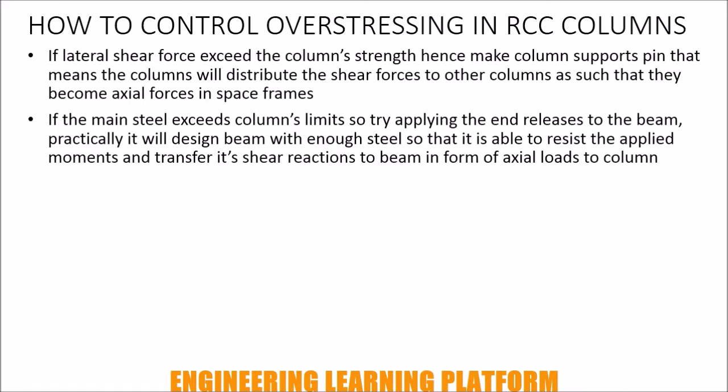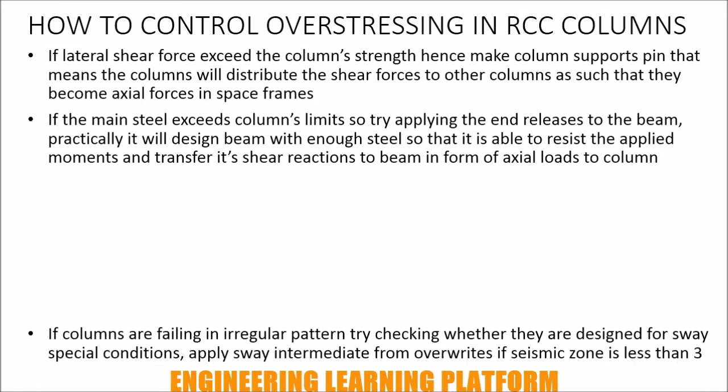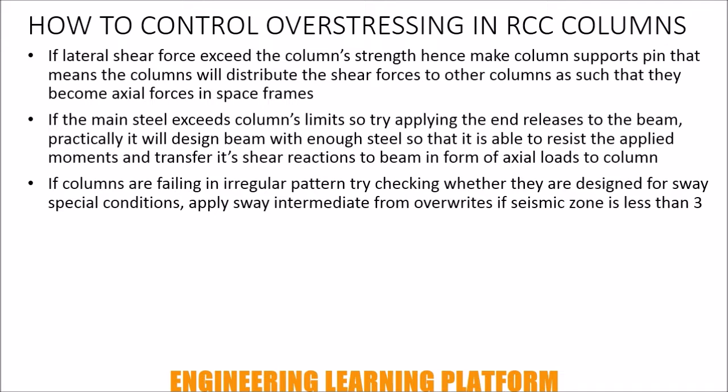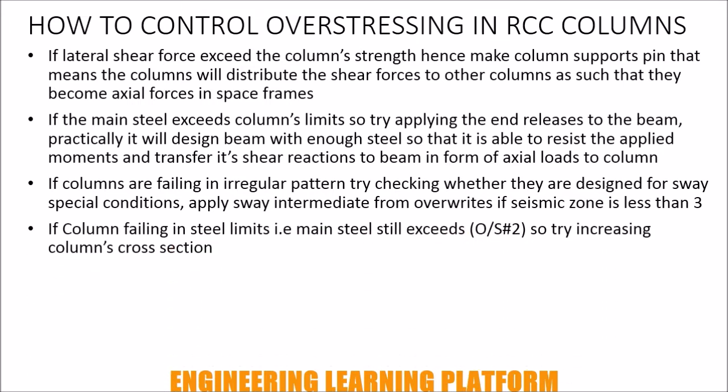If the main steel exceeds the column limit, try applying end releases to the beam. Practically, it will design the beam with enough steel so that it is able to resist the applied moments and transfer shear force to the column in the form of axial forces. If columns are failing in an irregular pattern, try changing the overrides for the column.